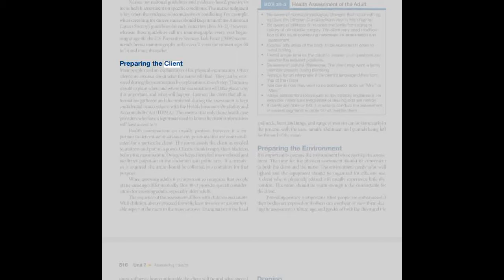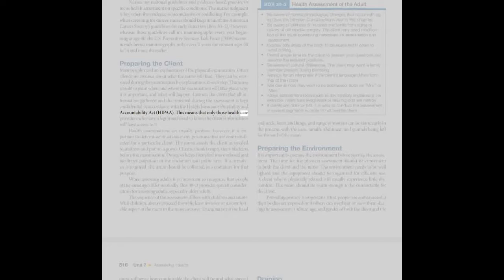Preparing the client. Most people need an explanation of the physical examination. Often clients are anxious about what the nurse will find. They can be reassured during the examination by explanations at each step. The nurse should explain when and where the examination will take place, why it is important, and what will happen. Instruct the client that all information gathered and documented during the assessment is kept confidential in accordance with the Health Insurance Portability and Accountability Act, HIPAA.